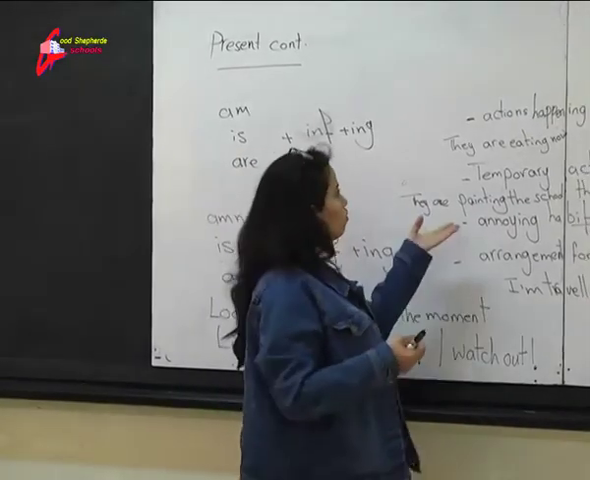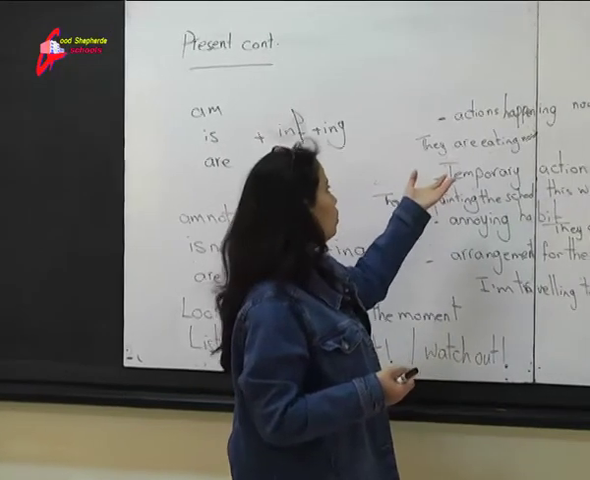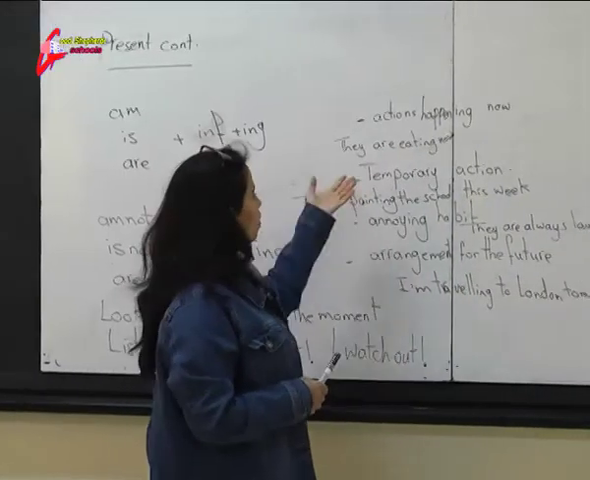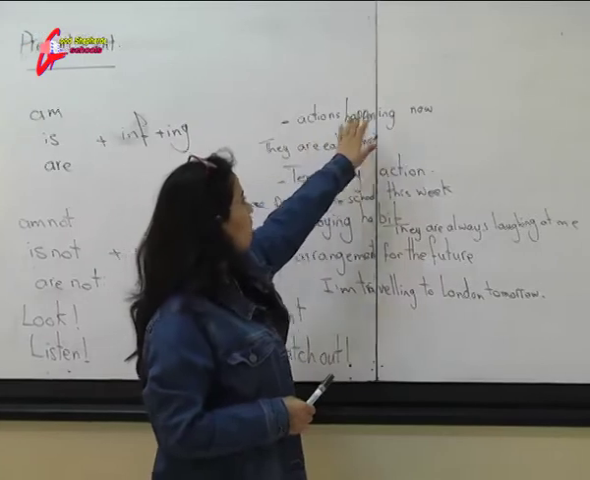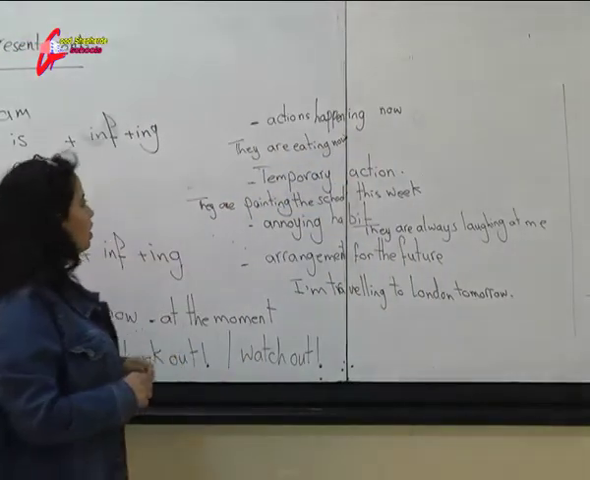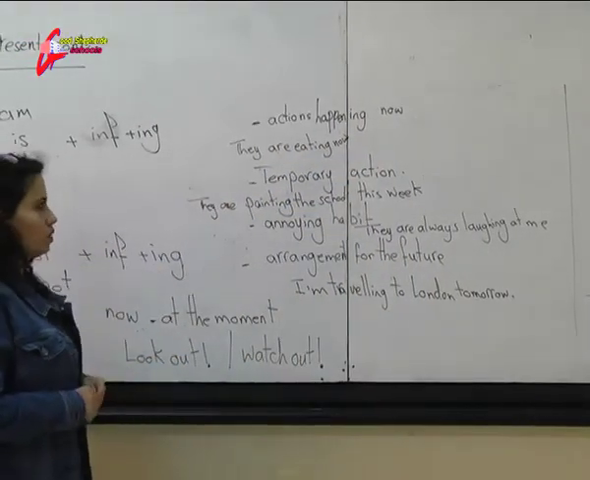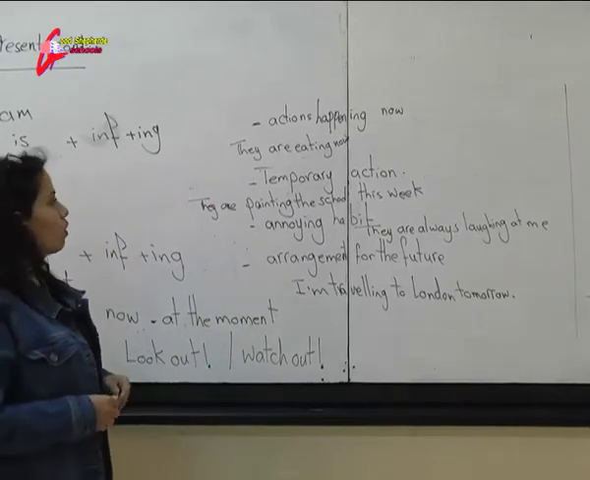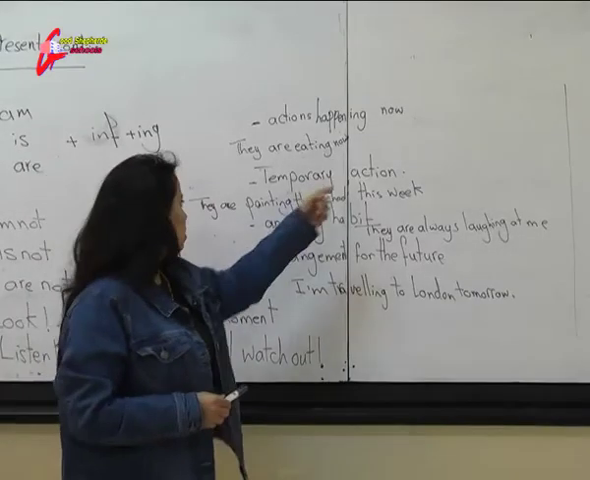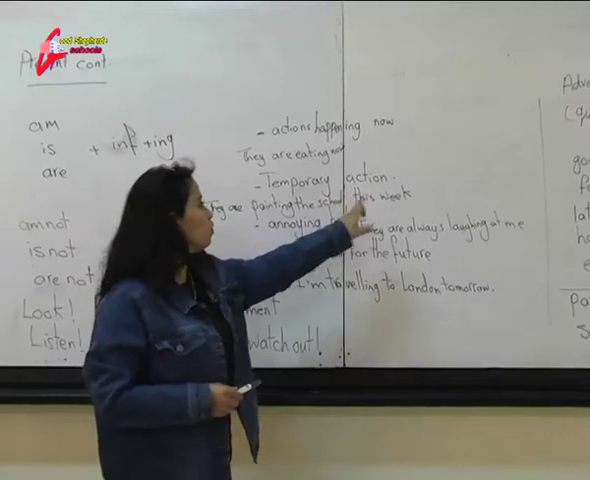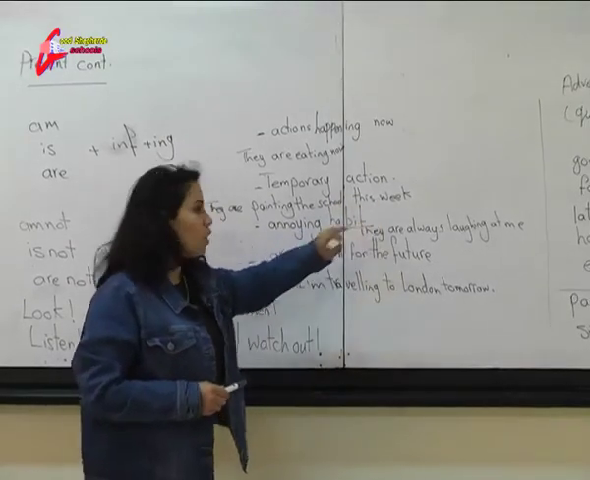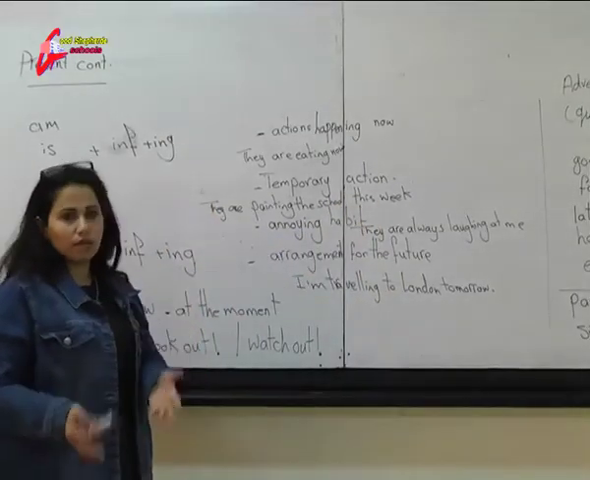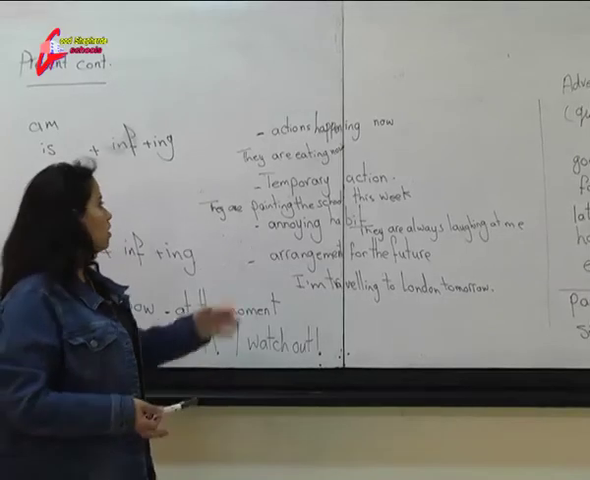Here, we are going to say when we use present continuous, like we use it with actions happening now, happening at the time of speaking, like they are eating now, they are writing now. Okay, or with temporary actions, like they are painting the school this week. This is a temporary action, like my cousin is living with us this year.